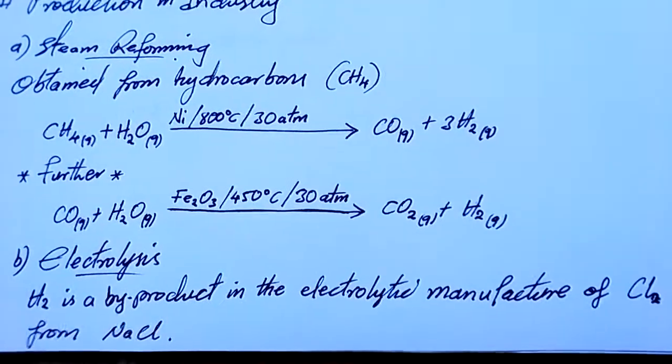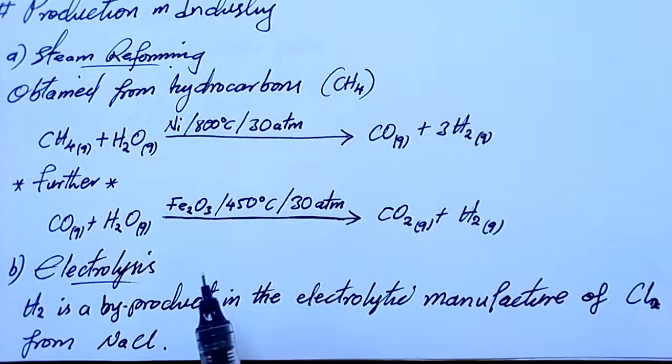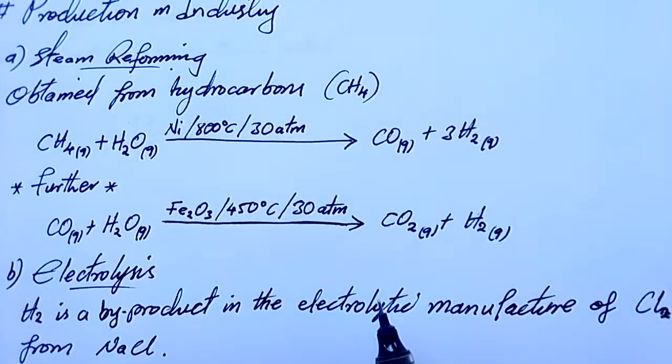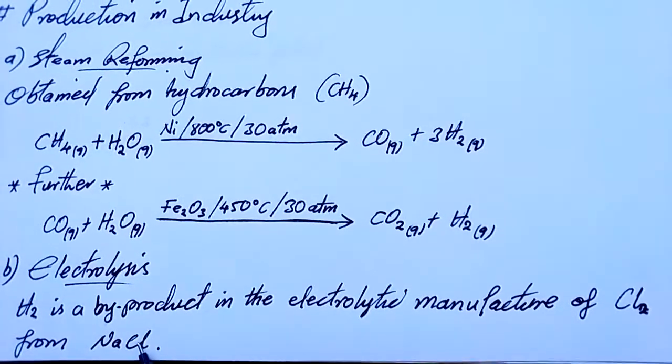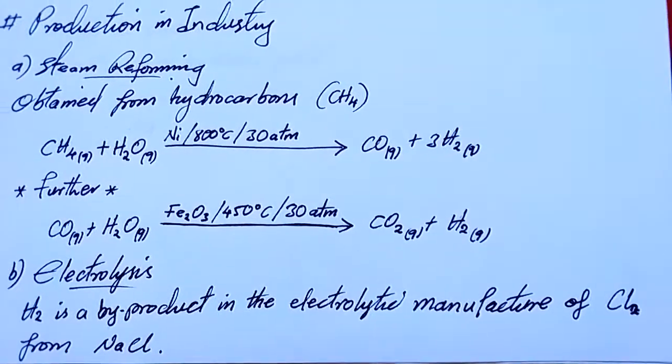The second method through which hydrogen is obtained industrially is through electrolysis. Therefore, hydrogen is a byproduct in the electrolytic manufacture of fluorine from sodium chloride. Okay, so we'll check this one out under electrochemistry, but this is the second method.